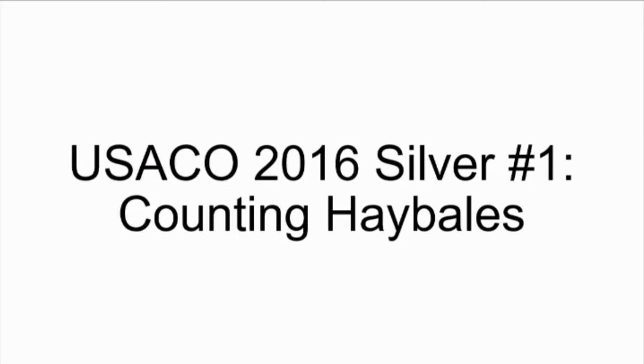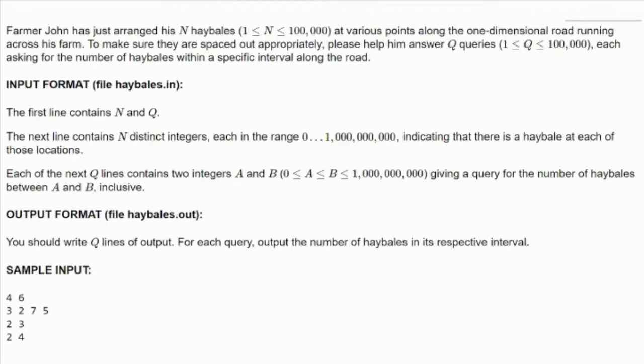Now that we've gone over how binary search works, let's try applying it to a problem. We'll be going over USACO 2016 Silver number 1, counting hay bales. If you would like to try solving the problem on your own, please make sure to pause the video. Here's the problem statement. Farmer John has just arranged his N hay bales at various points along the one-dimensional road running across his farm. To make sure they are spaced out appropriately, please help him answer Q queries, each asking for the number of hay bales within a specific interval along the road.